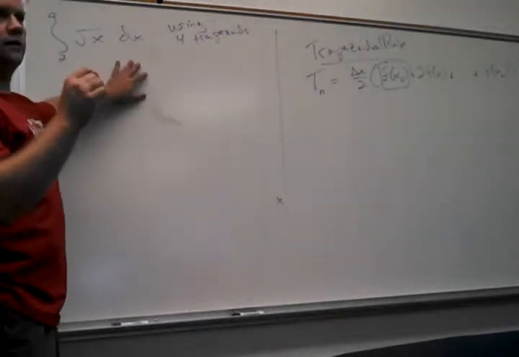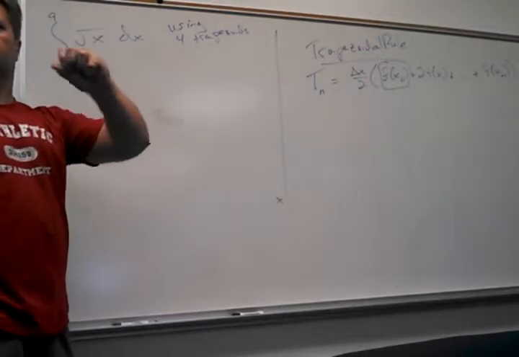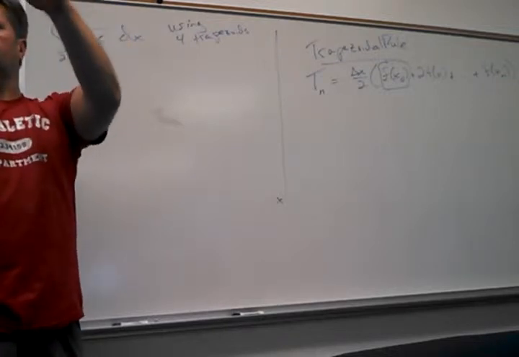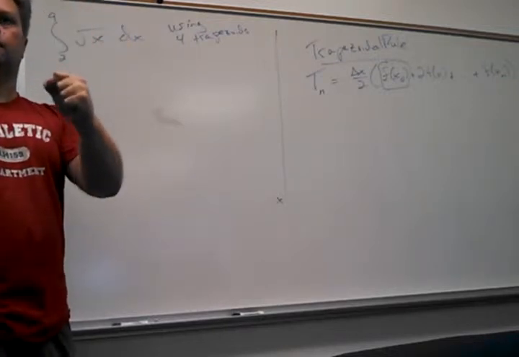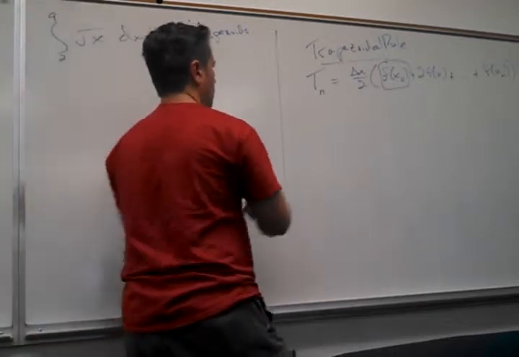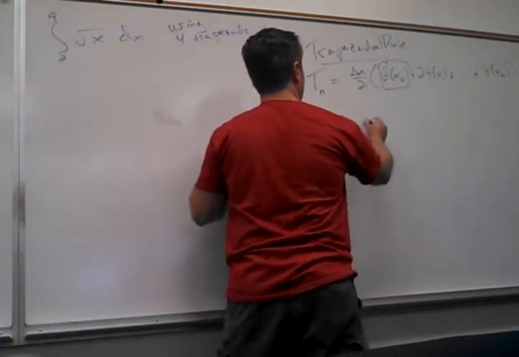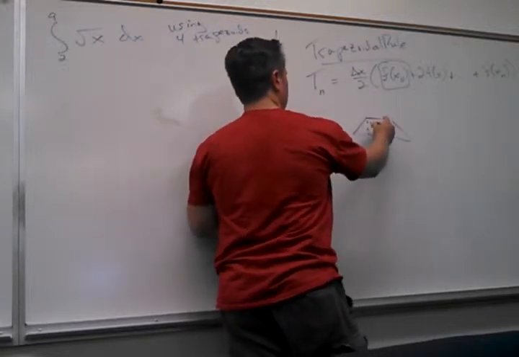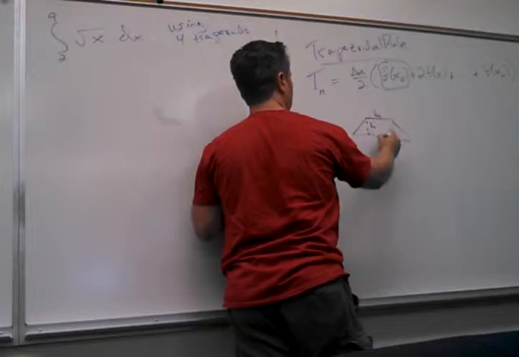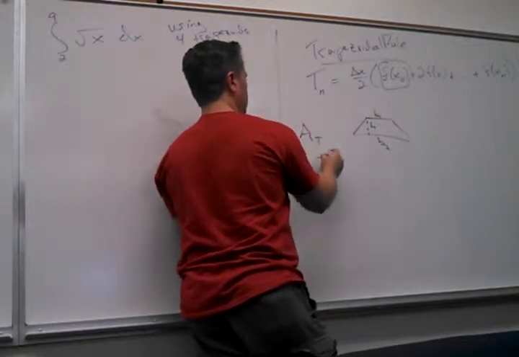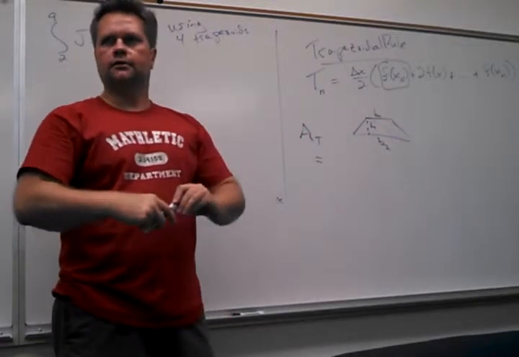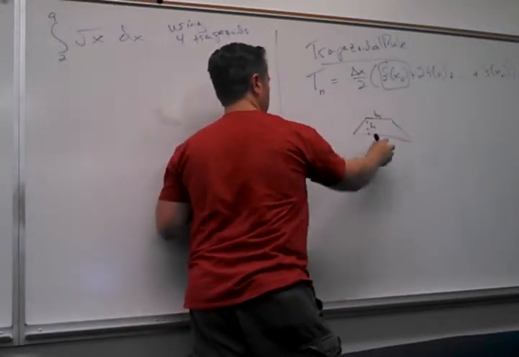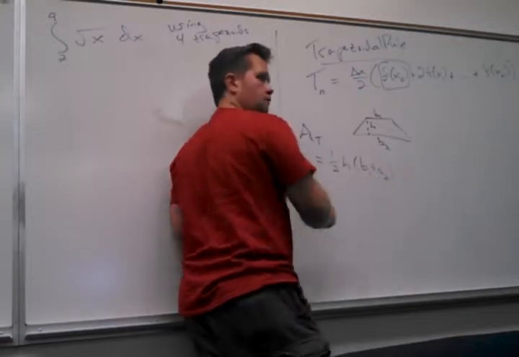One thing I want you to realize is this is a little different than rectangles. With rectangles, I use a side and the height. That's all I need. For trapezoid, what's the area of a trapezoid? No, Jeff. Can you draw a trapezoid? So if I give you several things here, what's the area of this trapezoid? 1/2 the height times the sum of the bases.